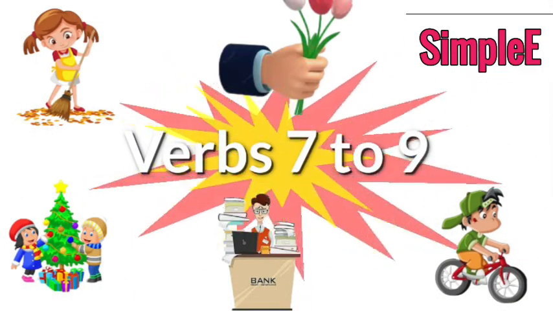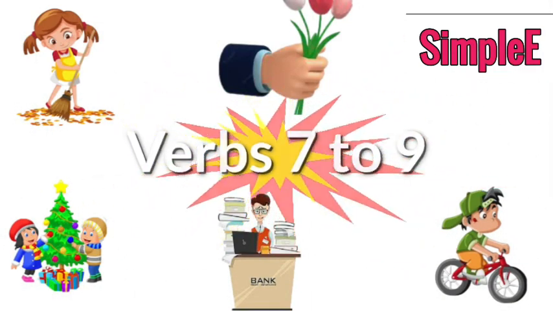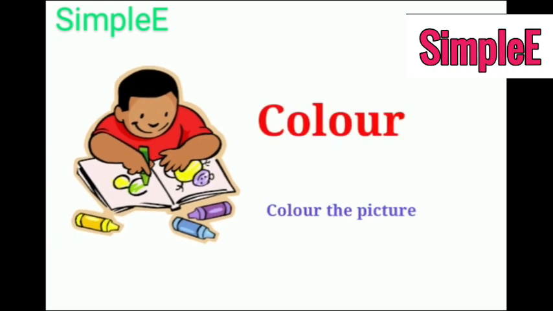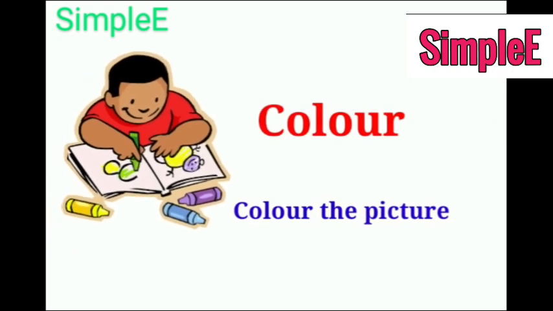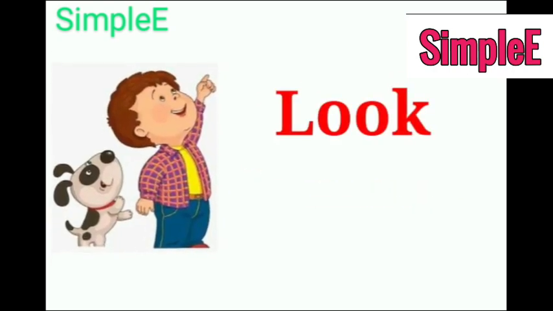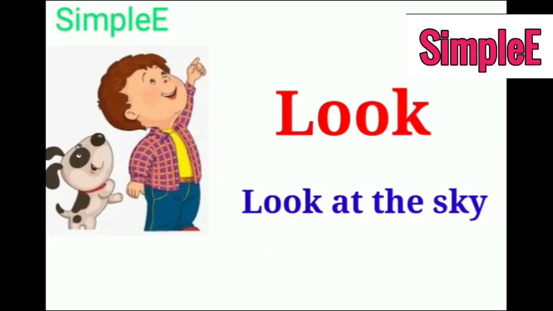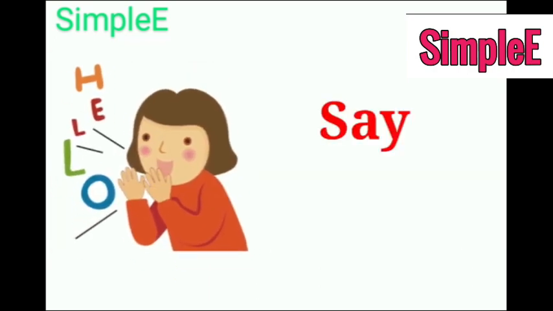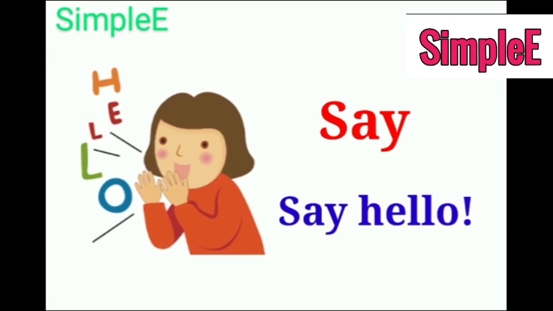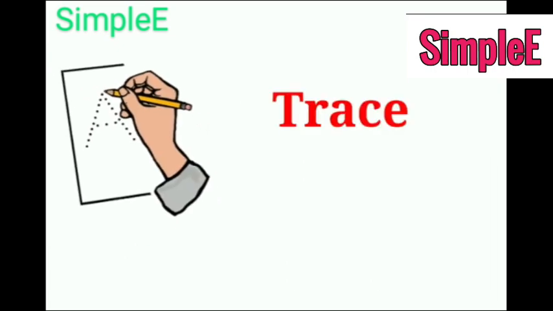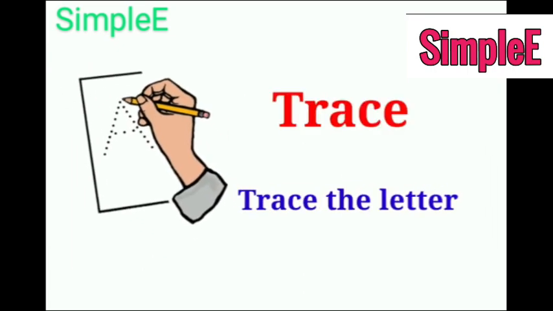Verbs in English, Lesson 7 to 9. Color. Color the picture. Look. Look at the sky. Say. Say hello. Trace. Trace the letter.